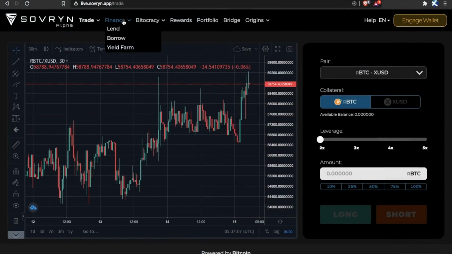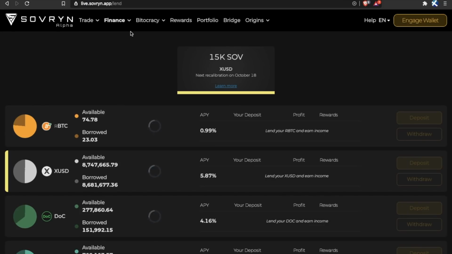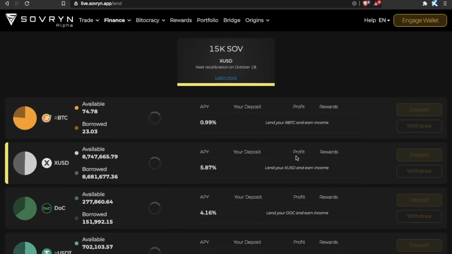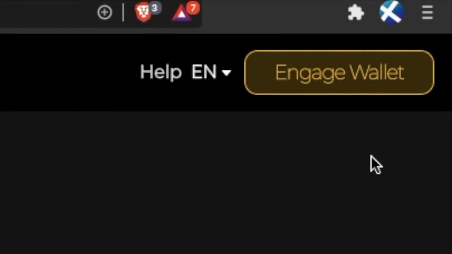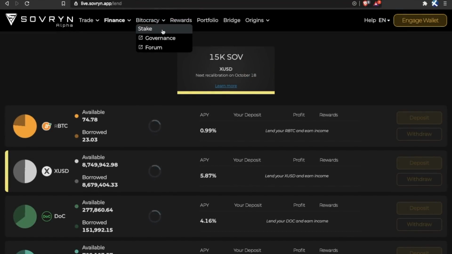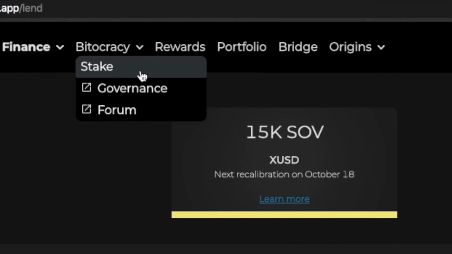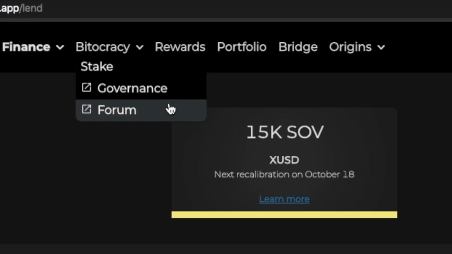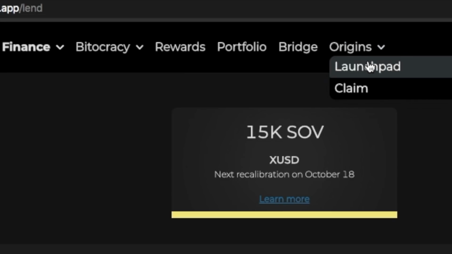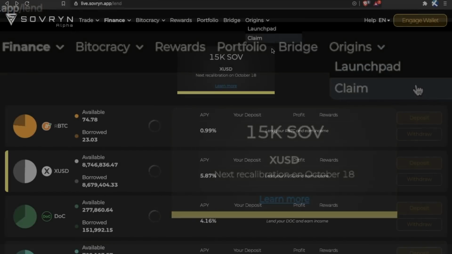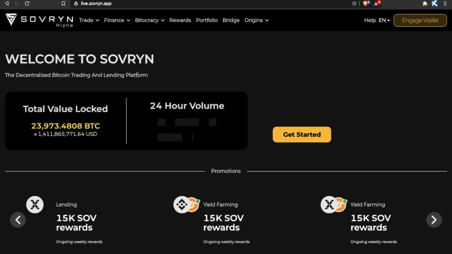Heading over to finance, we can either lend, borrow, or yield farm. Lend, here it is. Here are your options. Loading up, your wallet must be connected. You can engage your wallet in the upper right-hand corner. And two more things to point out. Number one, we can check out Bitocracy. This is where you would stake. This is where you would see the governance or check out the forum for the community. And also Origin, their launchpad, if you wanted to take advantage. Pretty self-explanatory, but this is the app.